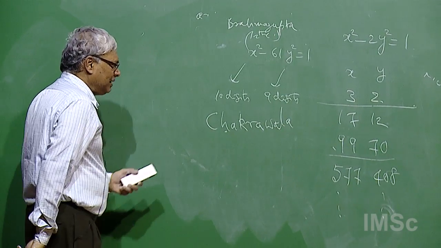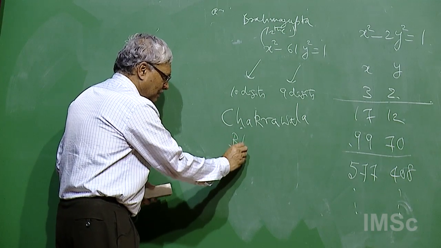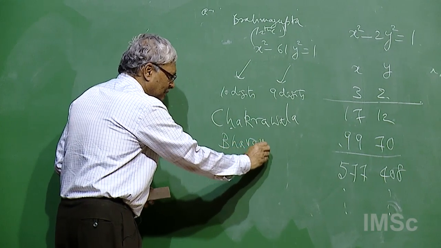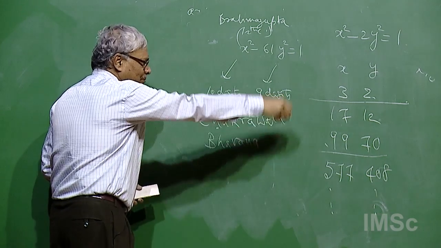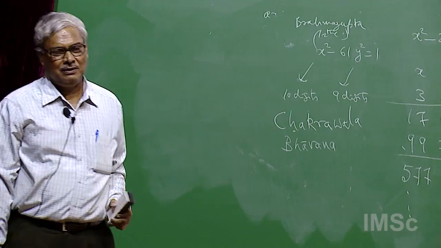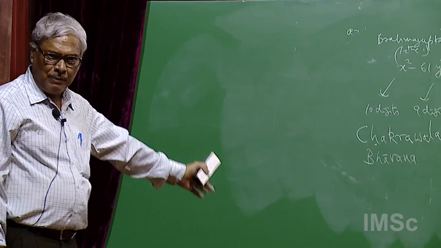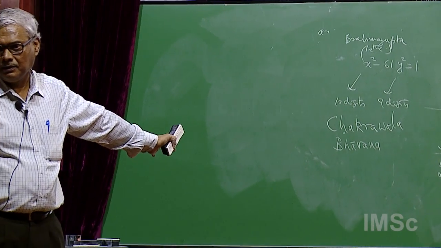Some Jain mathematicians also were interested in this second degree equation, and they had a different name for the same algorithm. They called it Bhavana. So there are two names for this algorithm. The Jain mathematicians called it Bhavana, and Brahmagupta had this name, Chakravala.